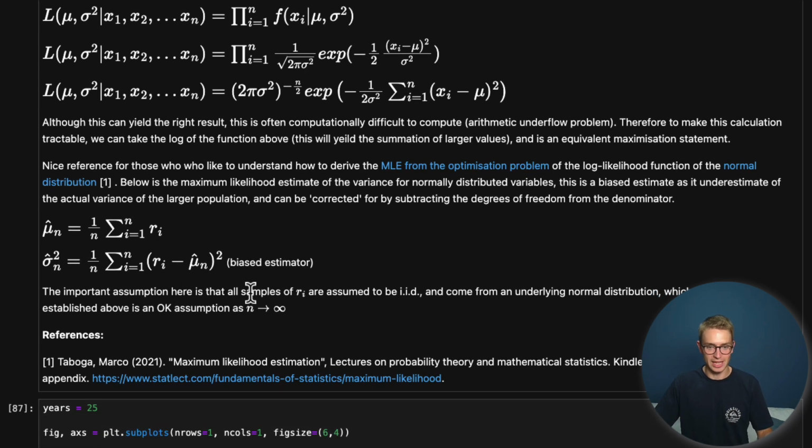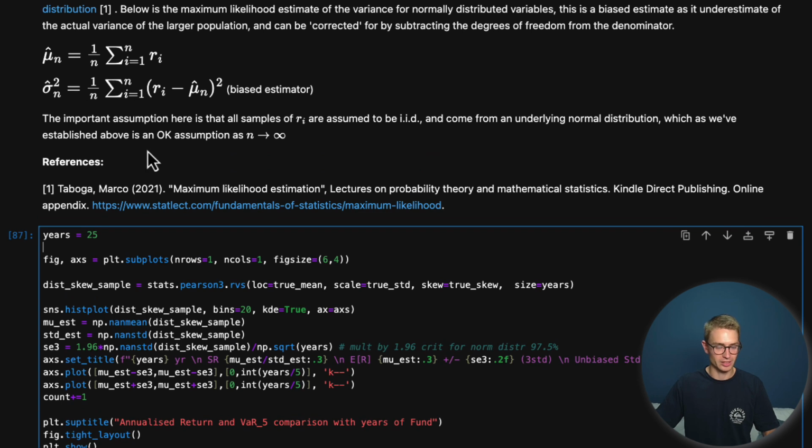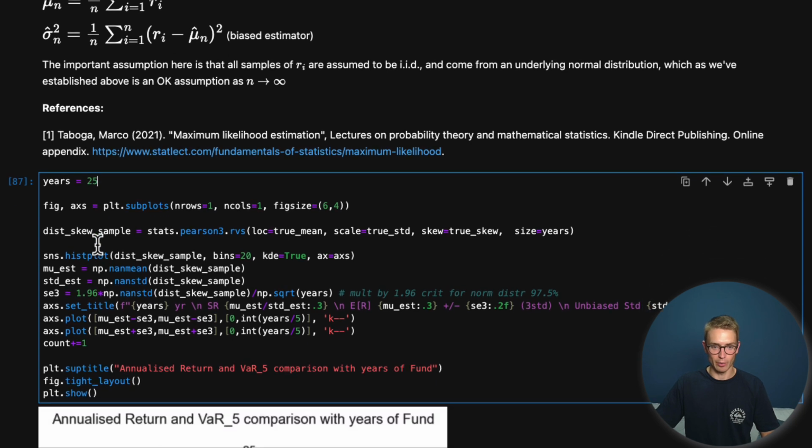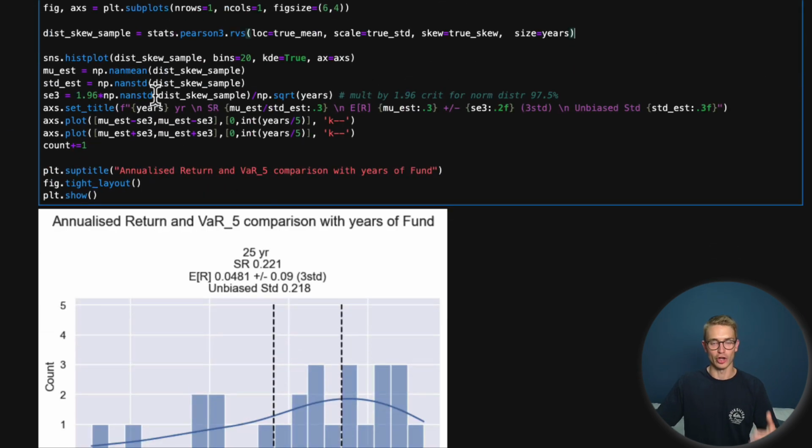An important assumption here is that all samples of this distribution are assumed to be IID and come from the underlying normal distribution, which we've already established is an okay assumption as we have data that's going to infinity. So let's now use those formulas and do what we did right at the top. We've got 25 years that we're holding for. We've got our true distribution of our investment portfolio manager. And now I want to plot only one lifetime. I'm only going to live from 25, hopefully make it to 50 once.